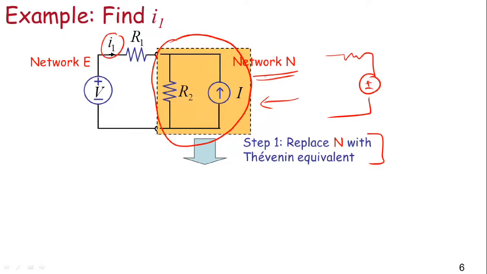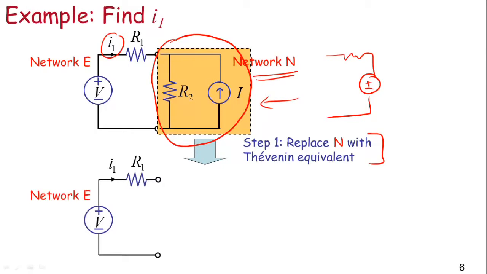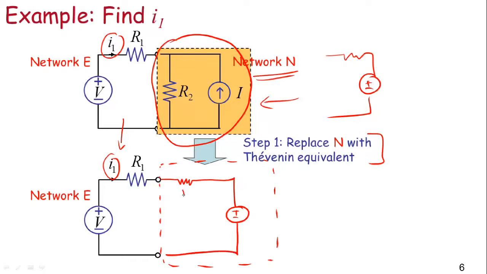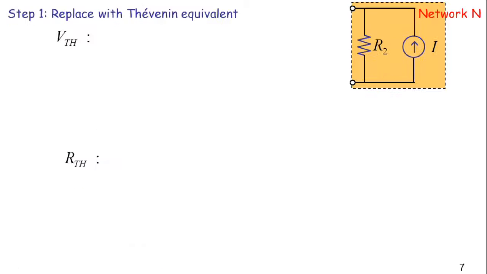Okay, so I'm going to replace network N by its Thevenin equivalent. My network E is going to stay the same. E hasn't changed. I'm trying to figure out the value of I1. And I want to replace the network N with its Thevenin equivalent. So the Thevenin equivalent will fit in here, into this box. Let me draw the Thevenin pattern just to be clear, where this is R Thevenin and this is V Thevenin. In order to replace network N with its Thevenin equivalent, I need to find out the values of RTH and VTH, and let me go ahead and do that next.